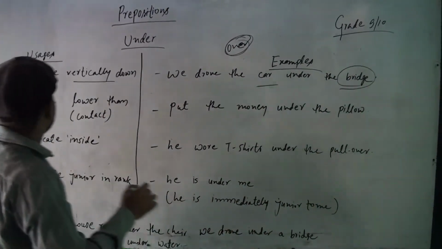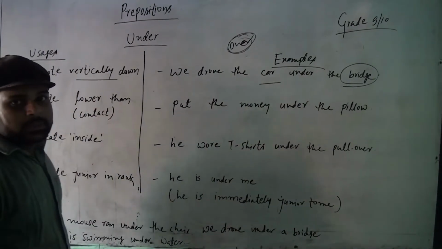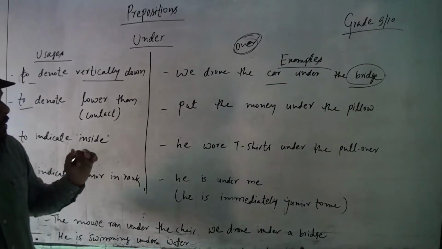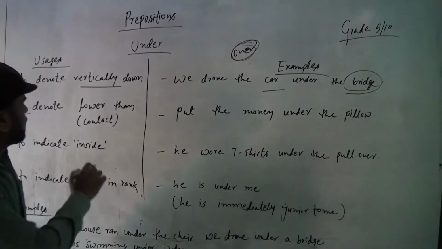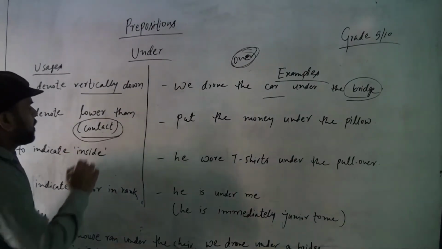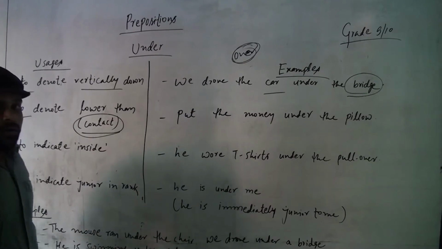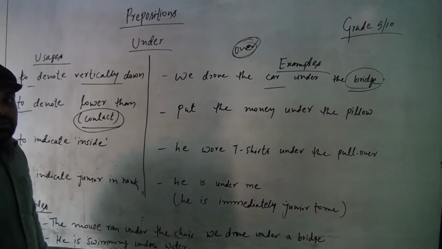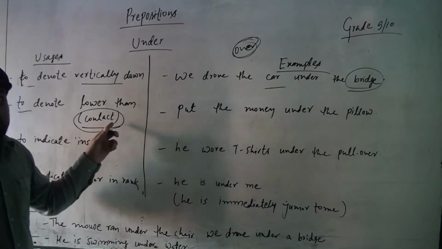So, to denote vertically down, we drove the car under the bridge. Next, to denote lower than. To denote lower than. Put the money under the pillow. And one thing, contact. As we talked in our last class about touching position, here is the same case.